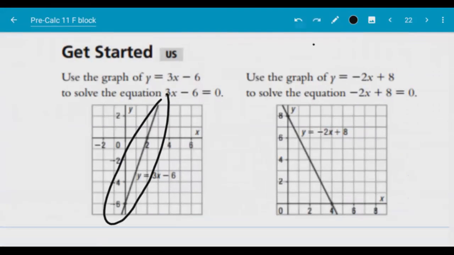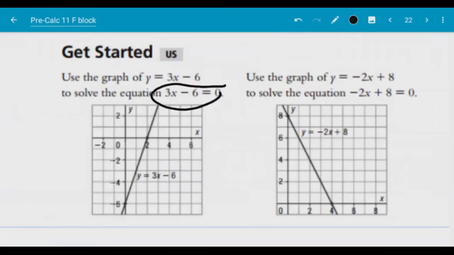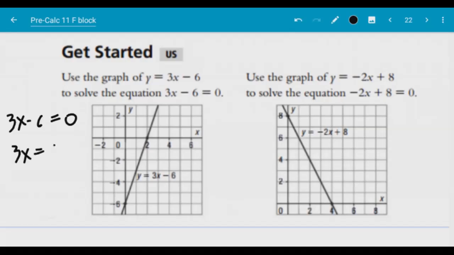So the question is, how do you find the answer from this? Now, even if you were to solve this, you will see that the answer would be x equals 2 because that is a two-step equation. 3x minus 6 is 0. 3x is equal to 6. X is equal to 2. Right? How do you find that in the graph?